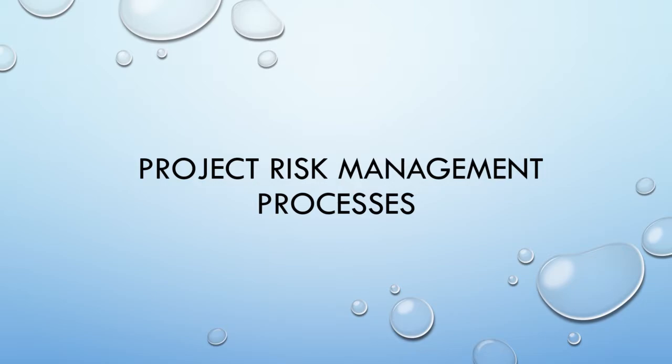6 steps in the risk management process. First, identify the risk. Second, analyze the risk. Third, prioritize the risk. Fourth, assign the owner of the risk. And respond and monitor the risk.